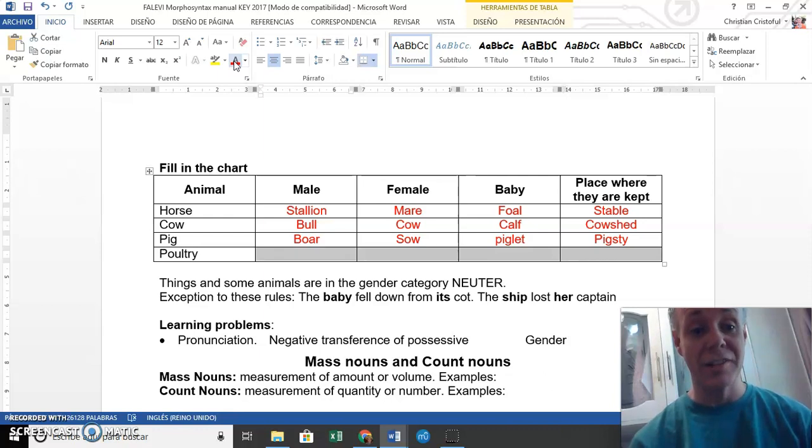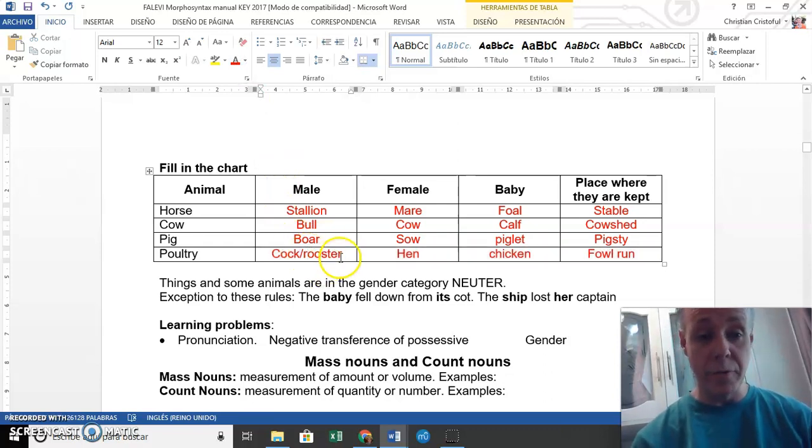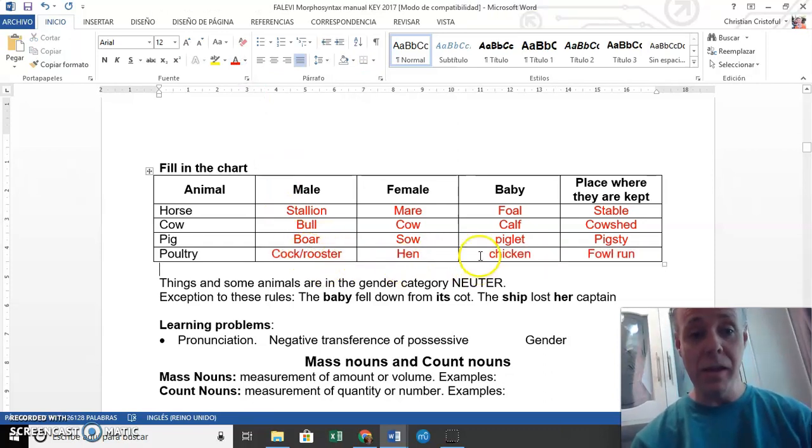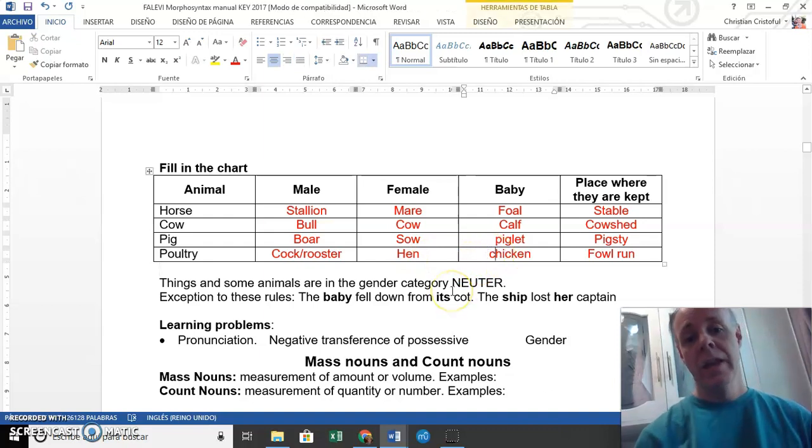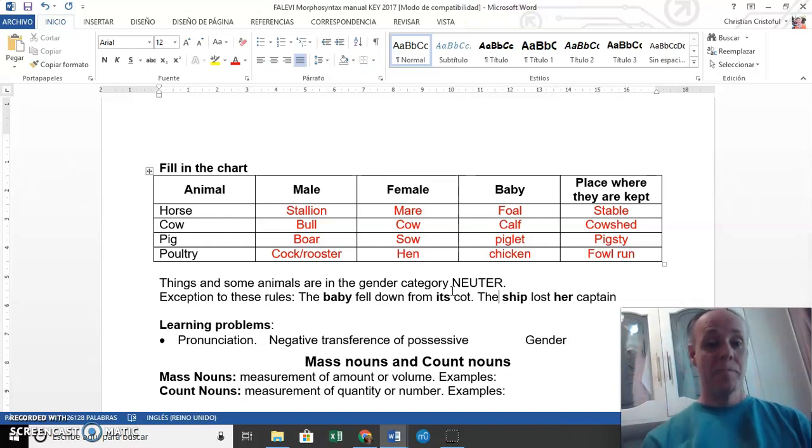Pigsty. Yeah, that's a good word. What about poultry? Okay, you have a cock or a rooster for male, a hen for a female, chicken for baby, and they are kept in a fowl run. Yes, that's the name of the place where they are kept.